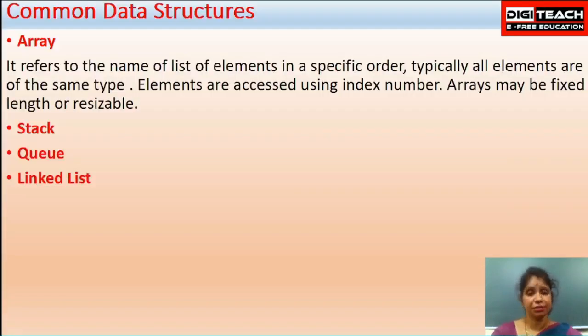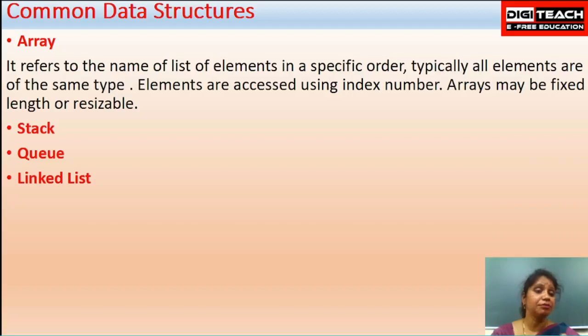Now the common data structures. First one is array, then stack, queue and linked list. We will discuss them one by one. So, these are the common data structures we have. First one is array. It refers to the name of a list of elements in a specific order. Typically, all elements are of the same type. Elements are accessed using index number. Arrays may be fixed length or resizable.